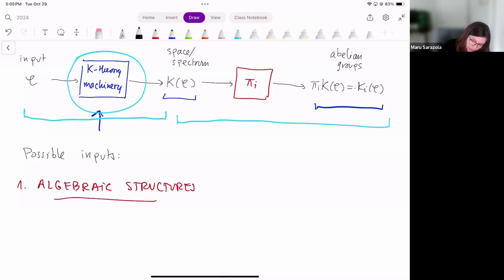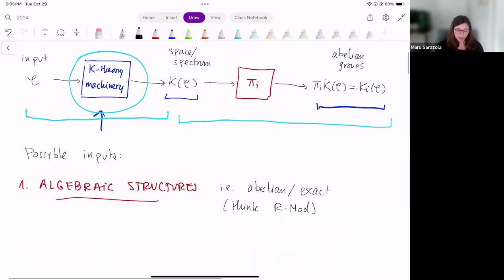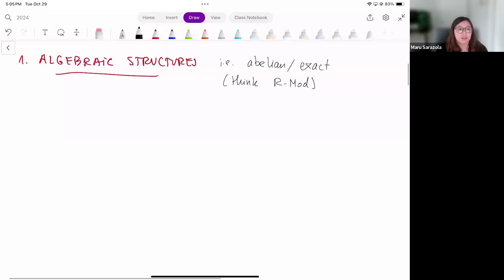When I say this, formally I really mean you have an abelian category, or if you like, an exact category. But if you're not super familiar with these terms, you can just think you have a category of R-modules for your favorite ring, and all of the intuition is going to work perfectly fine. So if you have one of these algebraic structures, what are the important features that I want to highlight? I'm not going to give you a definition of what these categories are, but what do they have that is going to matter for K-theory?